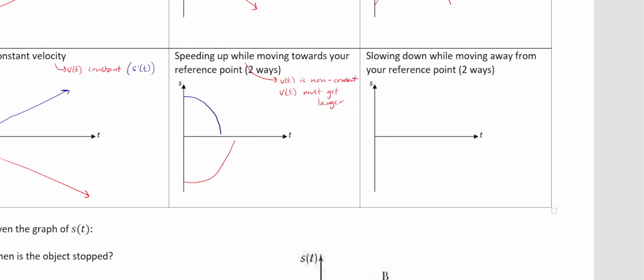Slowing down while moving away from your reference point means that the slope of the graph has to go towards 0. So if we look at this, yep, the slope of the graph is decreasing. Alternatively, we can do this. We're moving away from the reference point, and the slope of the graph is decreasing.